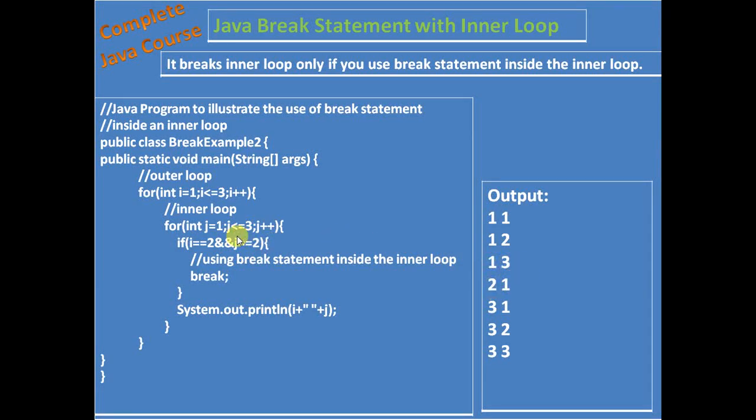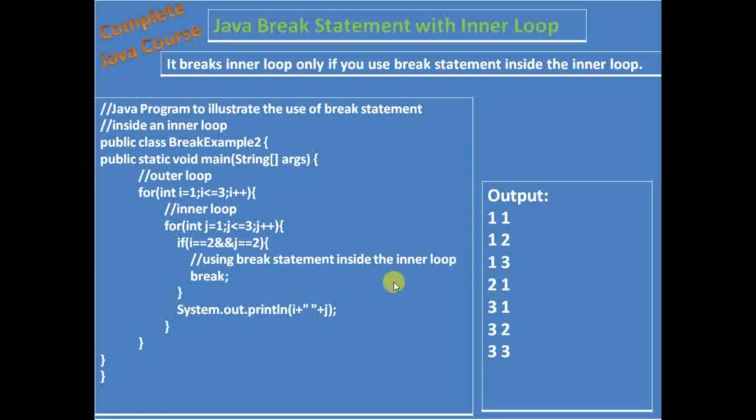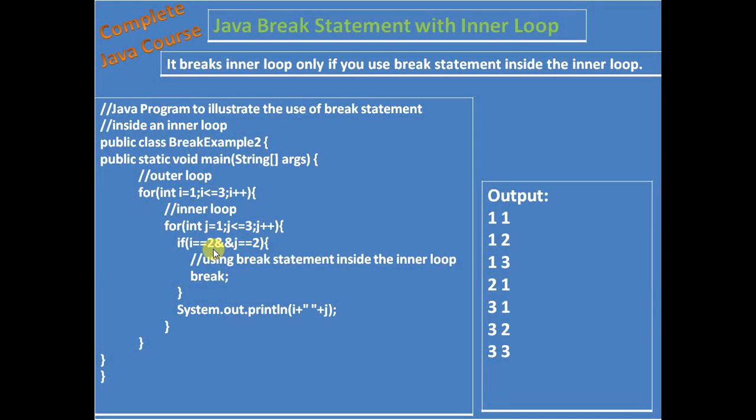While the outer loop i value will be 2, the inner loop first time its value will be 1, and then i value equals 2 and j value equals 2, the condition will match, so it breaks the statement and comes out here. Again it goes to the outer loop and increments the value, and the i value will be 3, and again it will check the inner loop and execute the inner loop.